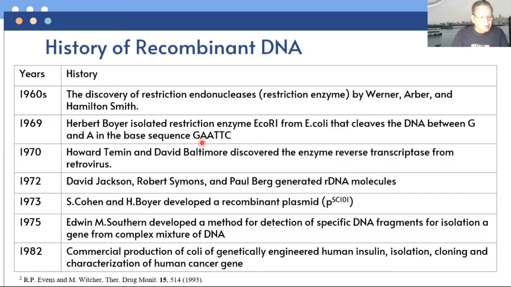In 1970, Howard Temin and David Baltimore independently discovered the enzyme reverse transcriptase from retroviruses. Later on, this enzyme was used to construct a DNA called complementary DNA, or cDNA, from any mRNA.